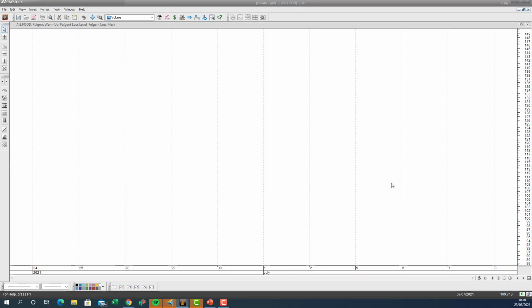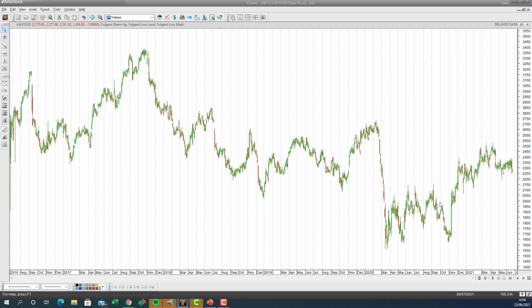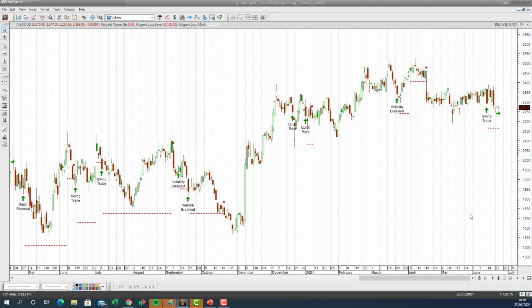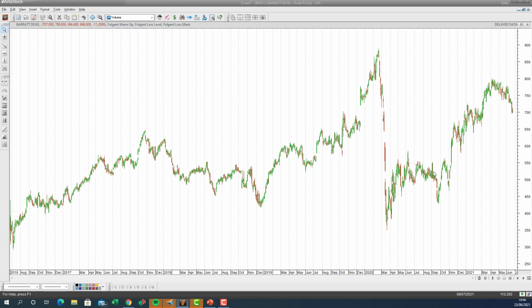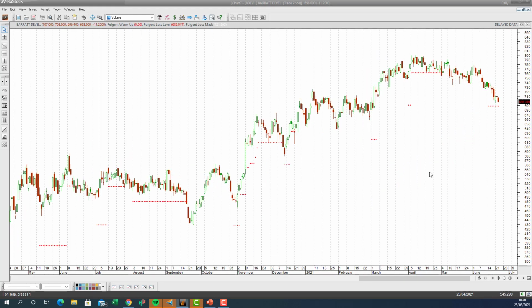AB Food is the next one. 7 days into the trade. You can see a huge move there, quick move there, volatility breakout there, swing trade there, bit of a sideways moving grind there, so it'll be interesting to see how this one's going to pan out. Barratt Development is the next one in the list. You can see a huge swing trade here, another volatility move, quick move up, another swing trade, so lots and lots of high probability successful trades in Barratt Development.